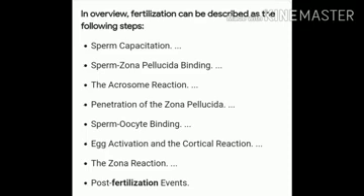As you see in this video, fertilization can be described with the help of the following steps. The first one is sperm capacitation, sperm zona pellucida binding, the acrosome reaction, penetration of zona pellucida, sperm oocyte binding, egg activation and the cortical reaction, the zona reaction, and finally there is formation of the zygote, so the post fertilization events are also involved in the process of fertilization.